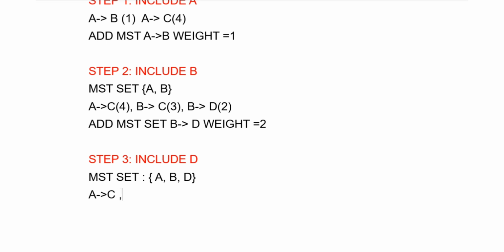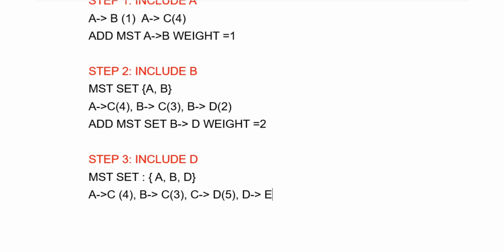Next, B to C. The weight is 3. D's neighbors are C to D and D to E. C to D has weight 5, and D to E has weight 7. Choose the smallest edge. Which one is smallest? B to C is the smallest.